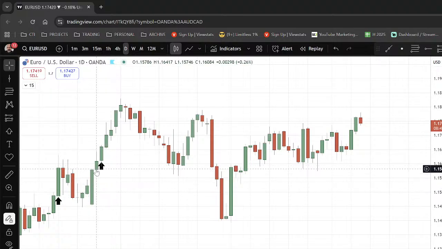So this is my entry. You see, it finishes above. The next trade I'm going to take long. We're not talking about exit. We're talking about only the entry. Now let's go up for another one. We're going to continue the whole thing.